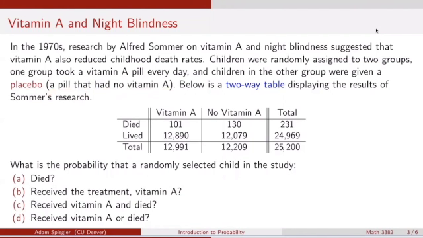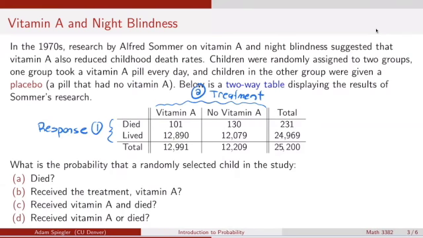And the result of the experiment is organized in what's called a two-way table. So we have 2 variables at play here. Variable 1 is whether or not the child lived or died in the course of that experiment. And variable 2 is our treatment variable, and this is whether or not the child received vitamin A. So here's kind of our treatment that we're looking at. And then we have our response variable, which is whether or not the child lived or died.